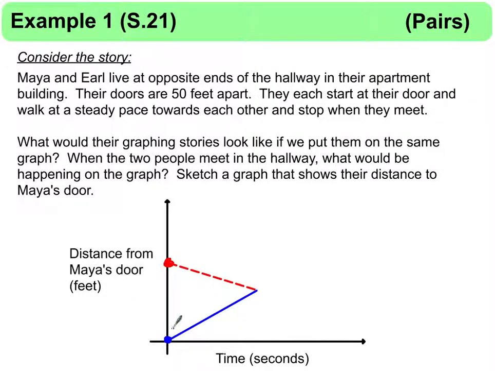Again, the scenario is that they're at opposite ends of the hallway, their doors 50 feet apart, so we know that this distance here is roughly 50 feet from point to point. If they start walking towards each other, then this person will be walking closer to Maya's door, and Maya herself will be walking away from her door. And then at some point, where the graph stops right here, is what is known as the intersection point, a location in which they meet in the hallway.